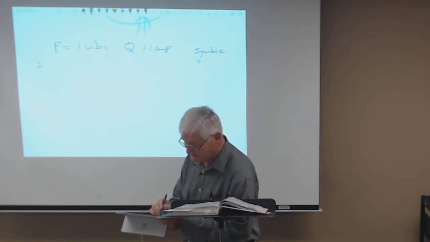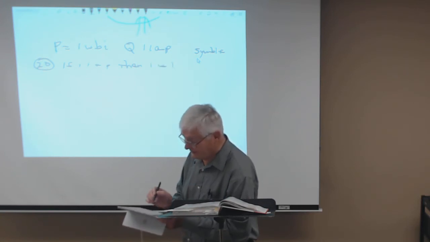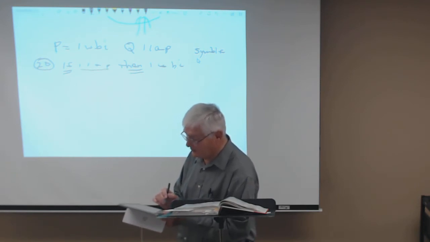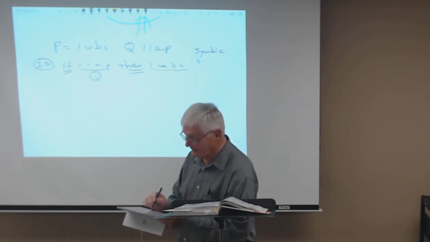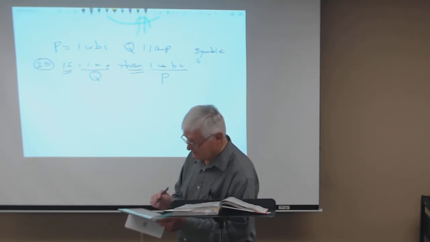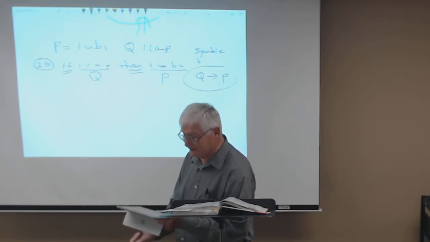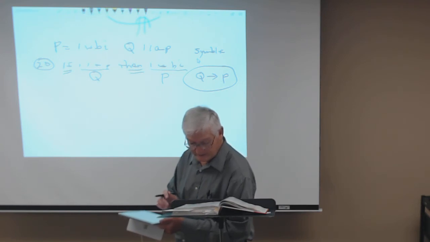For number 20, if it is a poodle, then I will buy it. Okay, see why I'm putting those letters in there for the words? Saves time and saves space. Here's an if-then statement. Agreed? And what's if it is a poodle? That's Q, isn't it? Then I will buy it. Isn't that P? So, if Q, then P. That's the answer to that question. All they said to do was translate those words to symbolic language.